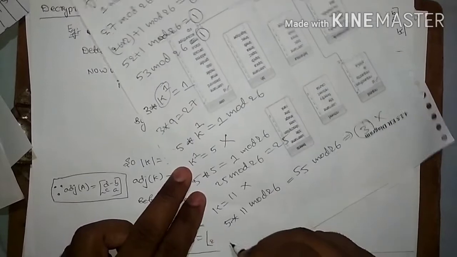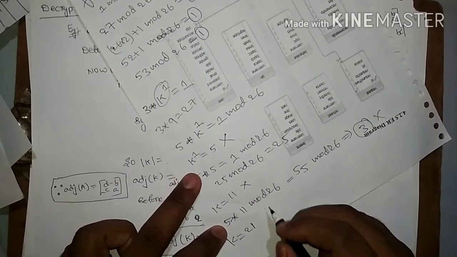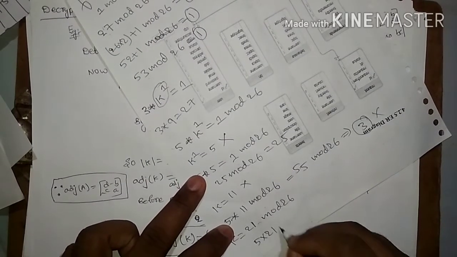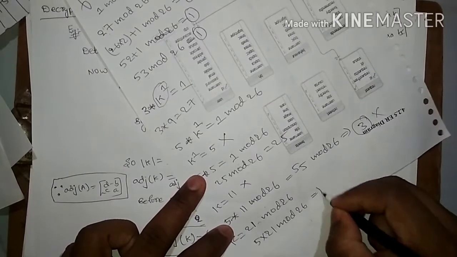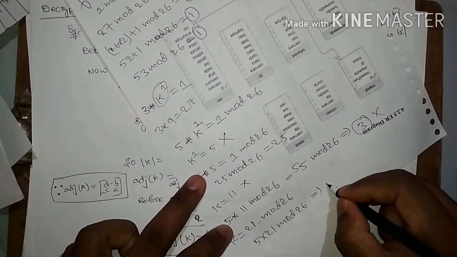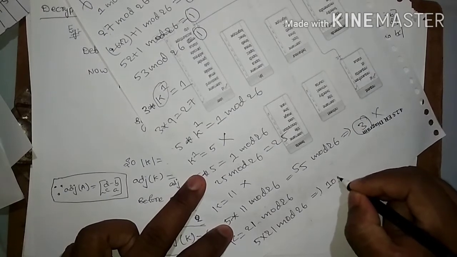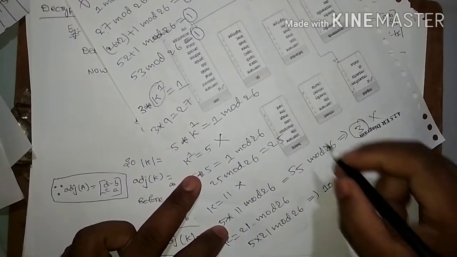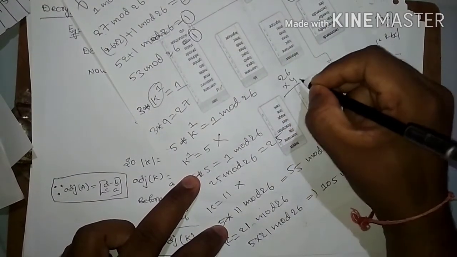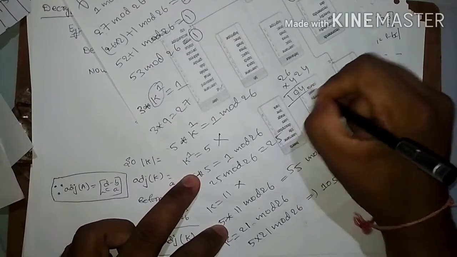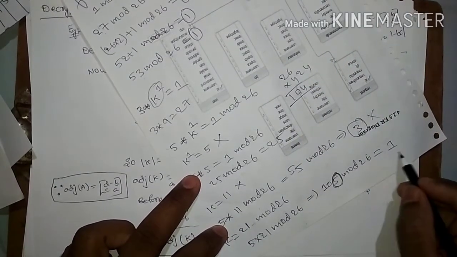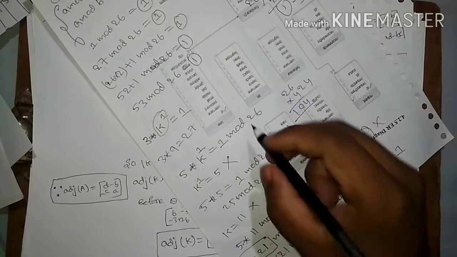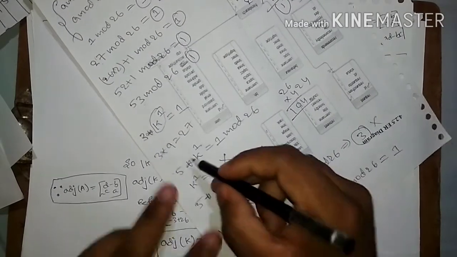So not 11. Let us take 21. 5 into 21 mod 26. 21 into 5 is 105. 105 mod 26 will give 1 because 26 into 4 is 104. Here 105 is coming, so the remainder will be 1. So the k dash value will be 21. So 5 into 21 mod 26 is 1. So this is another example.